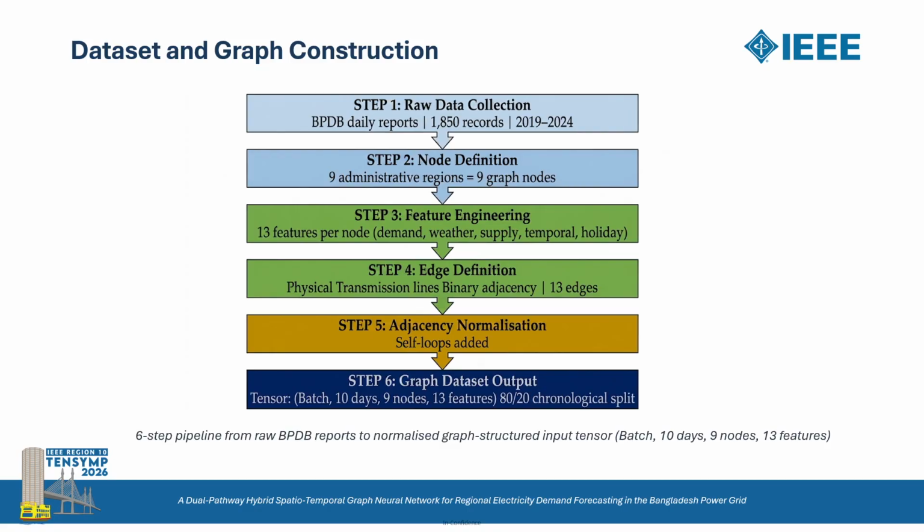In parallel, we construct the spatial graph itself. The nodes are the 9 regions, the edges are the physical high voltage lines or corridors connecting them, and we encode these as a simple binary adjacency matrix. 1 if two regions are physically connected, 0 otherwise. Finally, we add self-loops so that each region preserves its own information during the graph convolution.